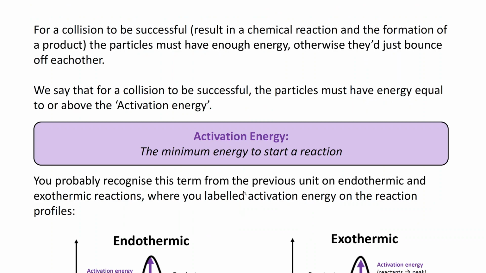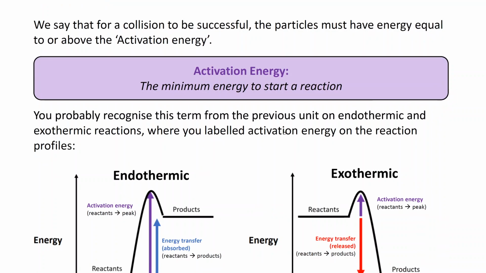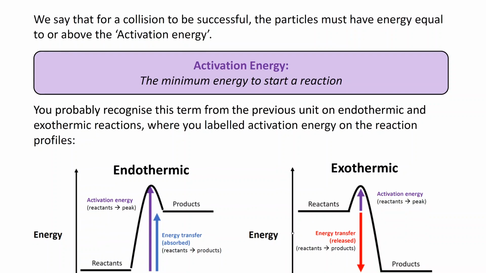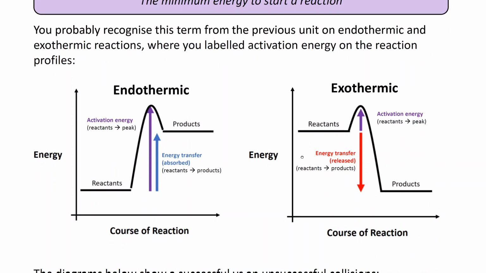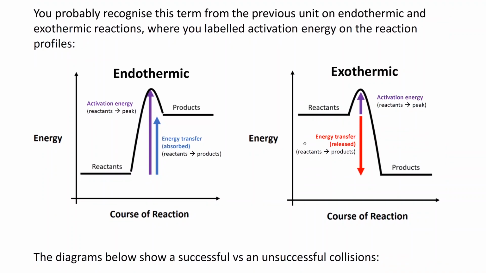Now, in order for that collision to successfully result in a chemical reaction, in other words, form a product and use up those reactant particles, we say that the particles must have enough energy, okay? And that minimum energy that the particles need in order to react is called the activation energy. And I've given you a definition of activation energy here, the minimum energy to start a reaction. You've probably seen the term activation energy before, and this was applied to endothermic and exothermic reaction profiles that you studied in the energy changes chemistry unit last time.